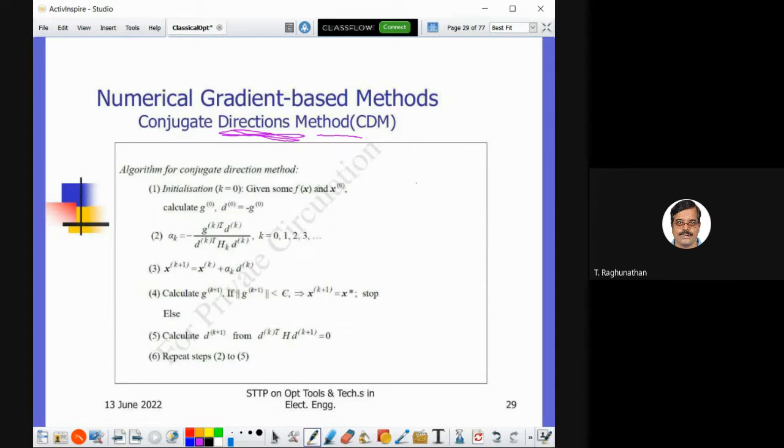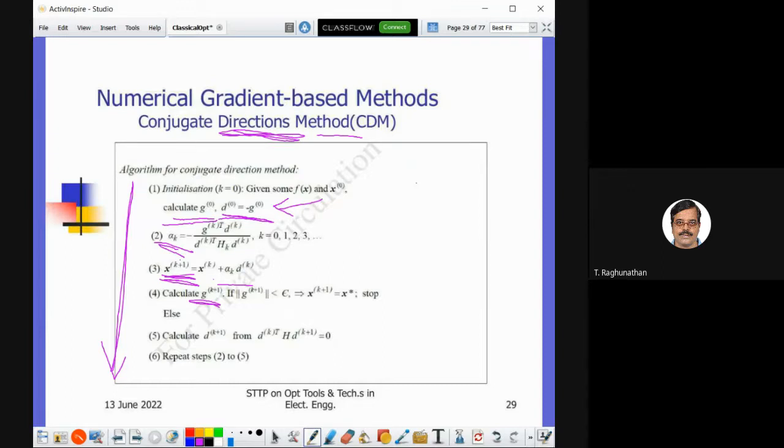So if you want to program, you need to write the steps of what you need to do, and that is written here. Calculate g of 0. d of 0 is equal to minus g of 0. Step size alpha naught equal to, okay, this is a formula similar to what we used in SDM. So using that, the x of k plus 1 formula is also similar to what we did in SDM. After you get x of k plus 1, calculate g of k plus 1.